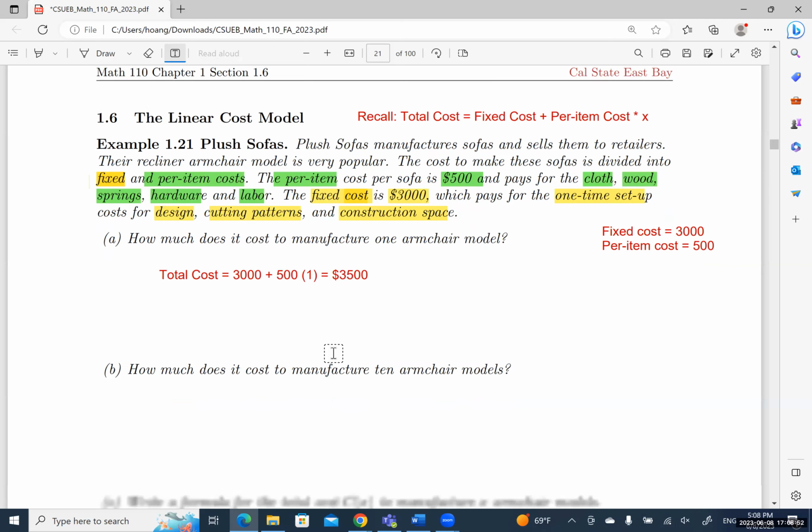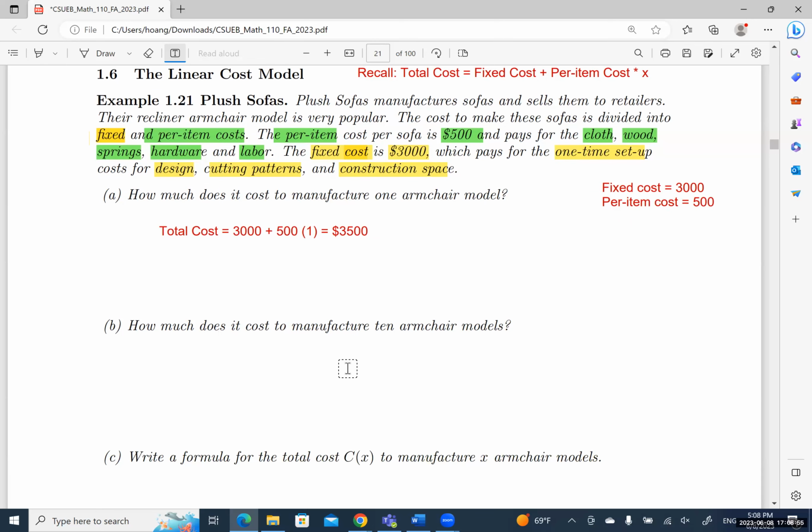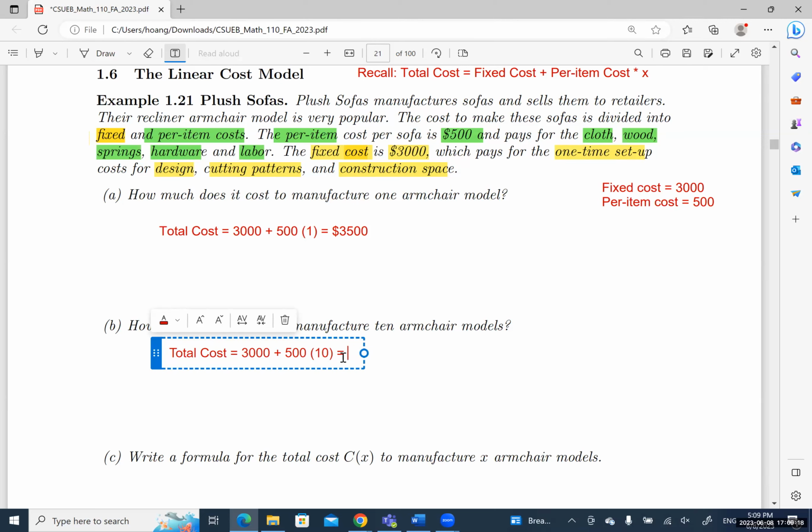So how much did it cost to manufacture 10 armchairs? In this case, you have total cost, still paying $3,000 fixed, and $500 now you have to multiply by 10 chairs, because you make 10 armchairs now. So what is that going to be equal to? 3,000 plus 5,000, and that cost is going to be $8,000. All right.